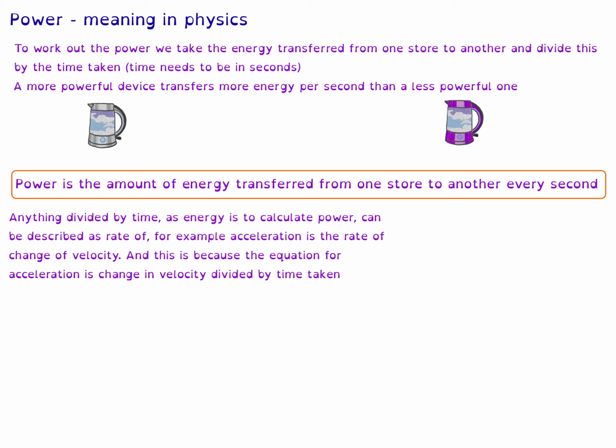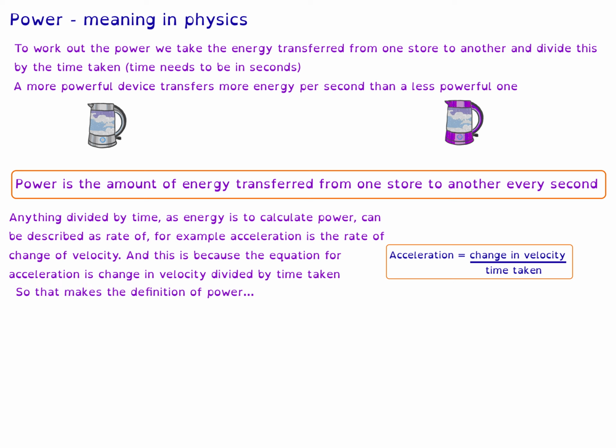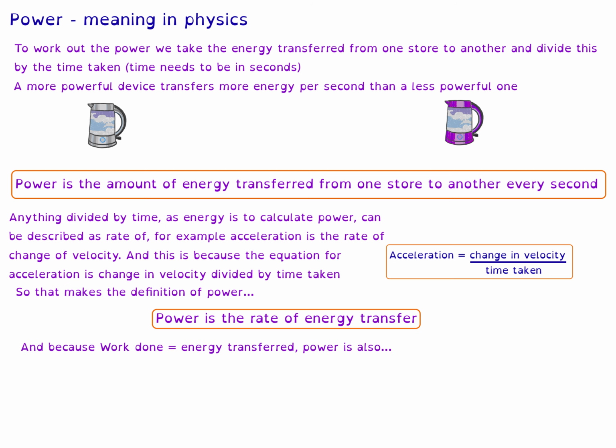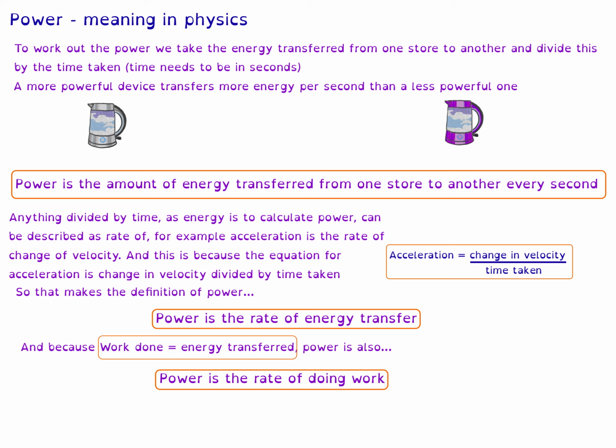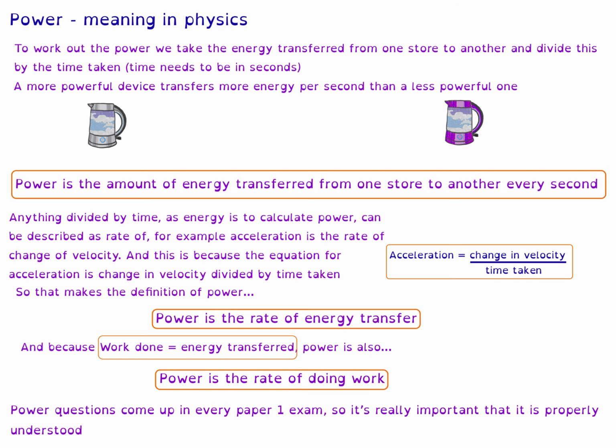Anything divided by time, as energy is to calculate power, can be described as rate of. For example, acceleration is the rate of change of velocity, and this is because the equation for acceleration is change in velocity divided by time taken. So that makes the definition of power the rate of change of energy transfer. And because work done equals energy transferred, power is also the rate of doing work. Power questions come up in every Paper 1 exam, so it's really important that it is properly understood.